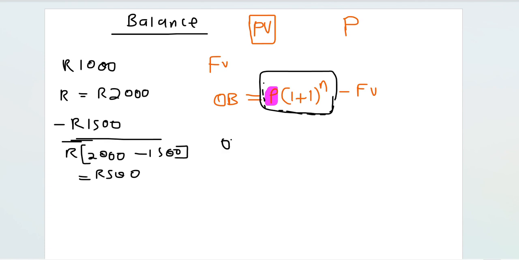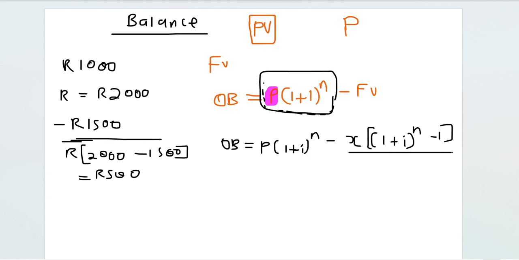So the outstanding balance is therefore equal to P multiplied by 1 plus the interest rate to the power of n, minus, we know the formula for the future value, x multiplied by 1 plus the interest rate to the power of n minus 1, and everything divided by i. So when they say to you calculate the balance outstanding after a certain period, then you must know that n stands for the number of payments which I have already made.